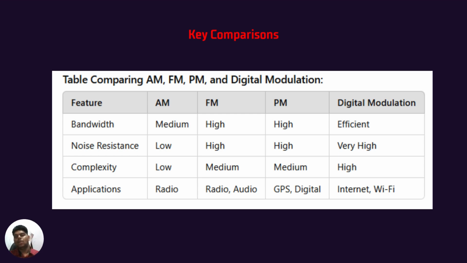Let's compare the analog and digital modulation methods. Here are the key differences. Bandwidth: analog modulation requires a broader bandwidth compared to digital modulation, which can transmit more data in the same space. Noise resistance: digital modulation is generally more resistant to noise and interference, making it ideal for high-speed and long-distance data transfer. Complexity: digital modulation schemes are more complex but offer better error correction and greater efficiency in data transmission.